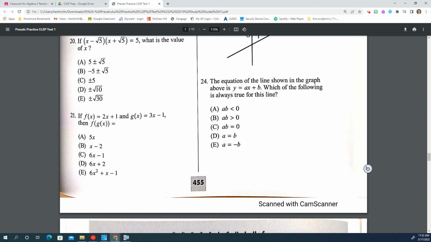Okay, here's a classic fog problem. This is the only one. Fog, f of g of x. Yeah, it is easy. So that means he's gonna take g of x, 6, and you're gonna plug it into f, which is 2x plus 1.